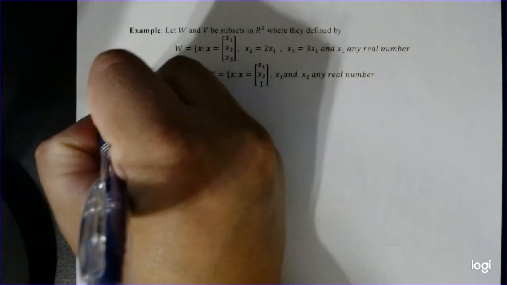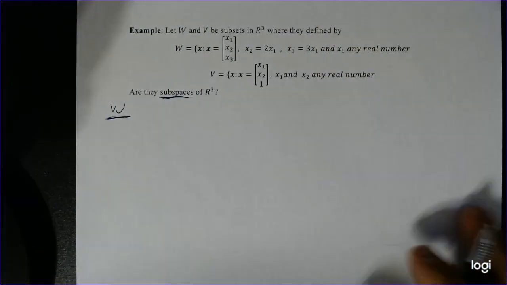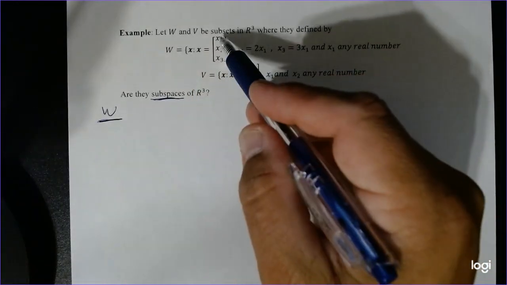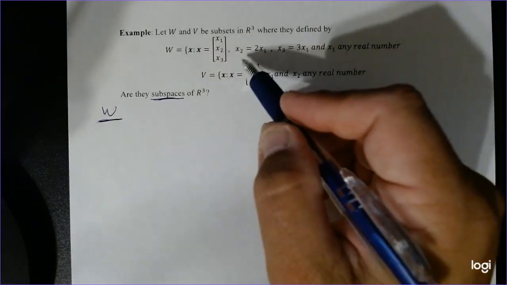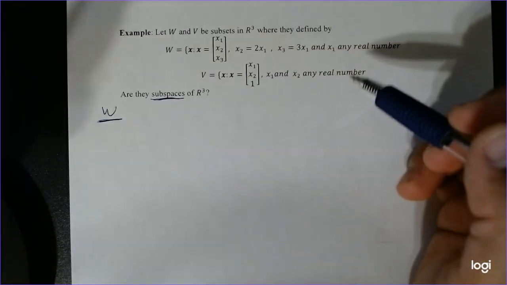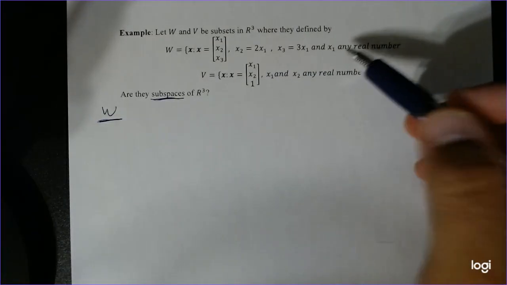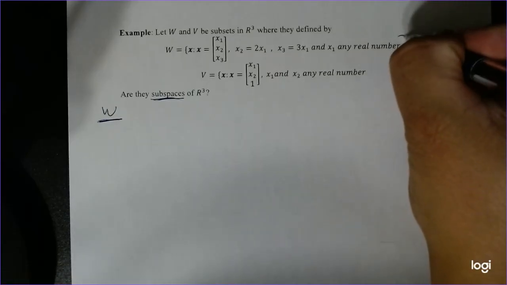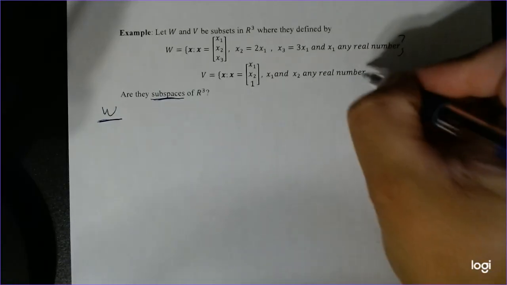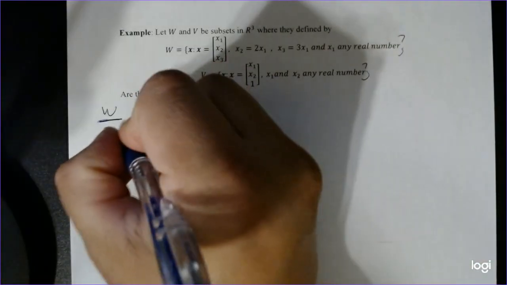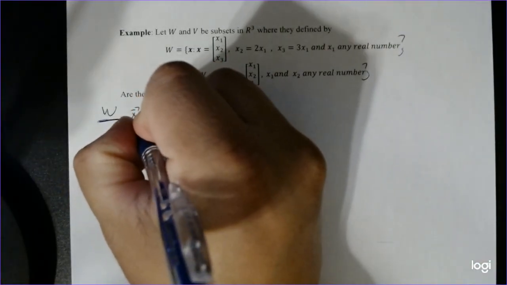So we'll talk about W for now. So this is going to be the situation here. So we have vector x1, x2, x3 such that x2 is equal to 2 times x1, and x3 is equal to 3 times x1, and x1 is any arbitrary number I want. I forgot to put the brackets there, and here. Okay, so just like last time, I'm just going to rewrite what that means.